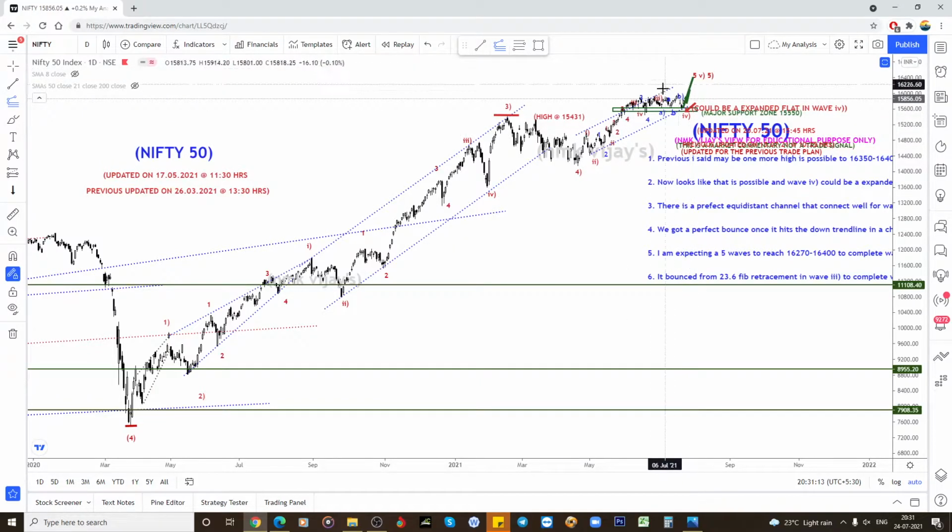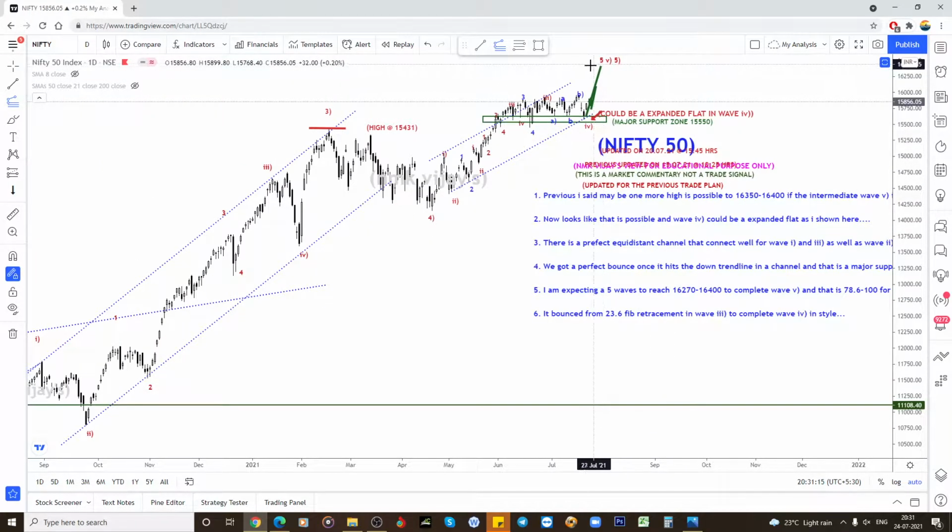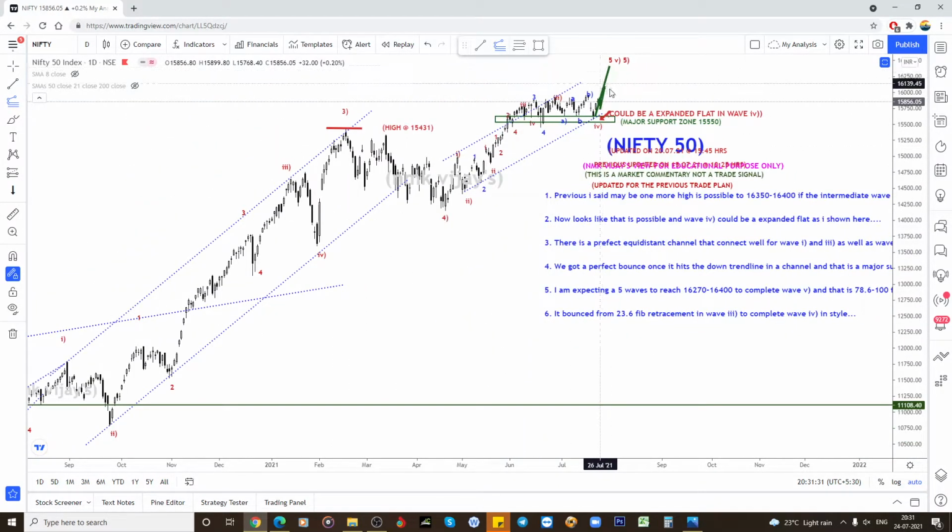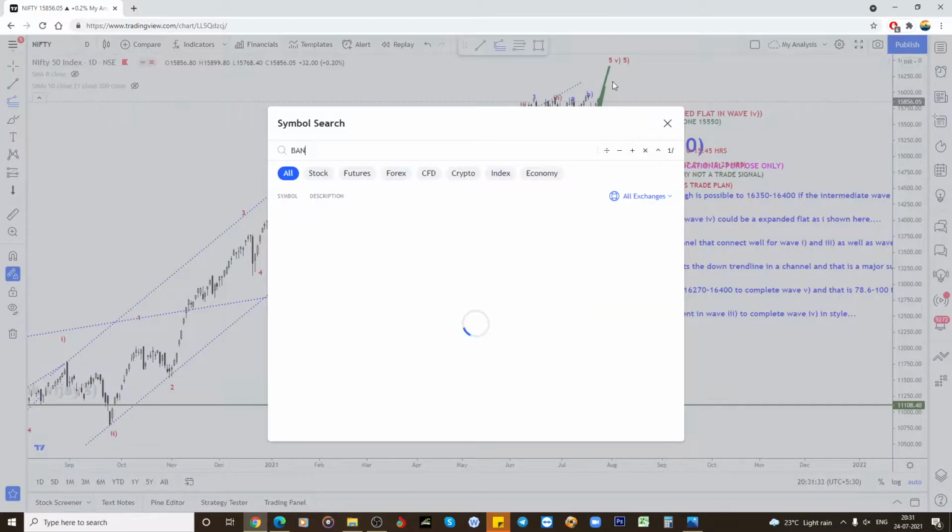So in any condition what we have to do is we need to exit the position at 16,270, and then we need to wait and see whether it is in a slow movement in the 3-wave structures like this kind of slow movement, then we come to know. So at present we are expecting only that 16,250. So next is Bank Nifty.